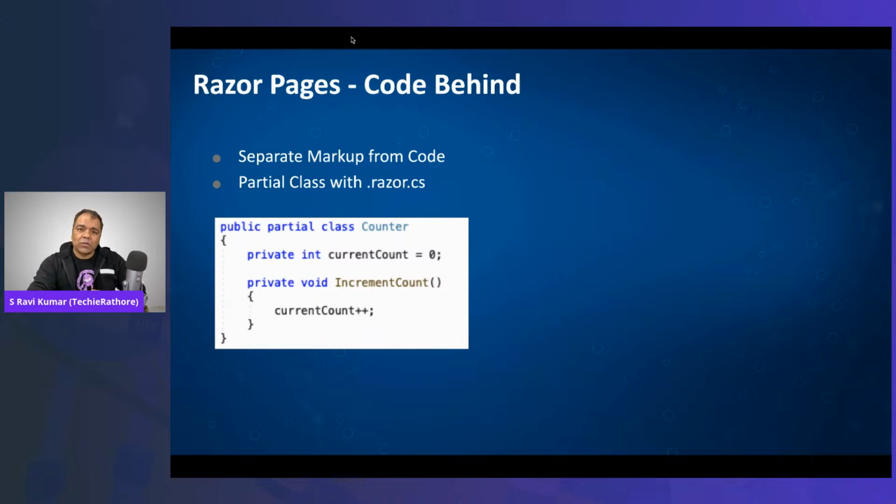Razor pages code behind. By default, .NET, be it .NET Core or .NET 5, doesn't provide you the support to create a backend page or code behind page. But Visual Studio gives you the option to create a code behind page. What you have to do is just create a class file and name it .razor.cs. When you name it with the same name as the Blazor component, it will work. It will come as a code behind file. I'll show you how that is done when I show the code example.